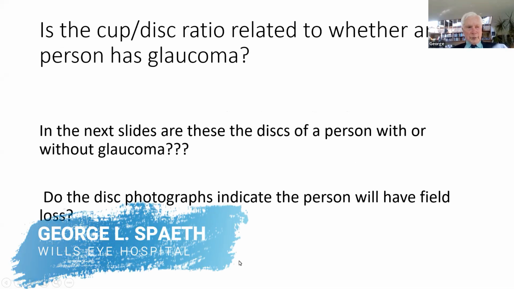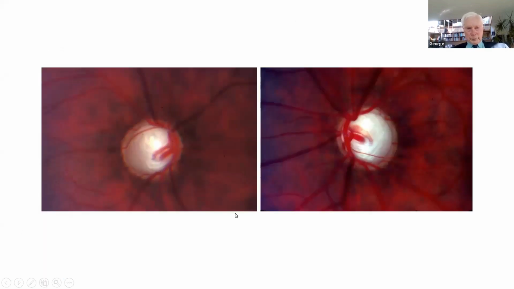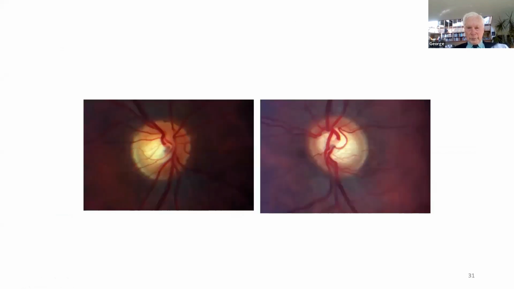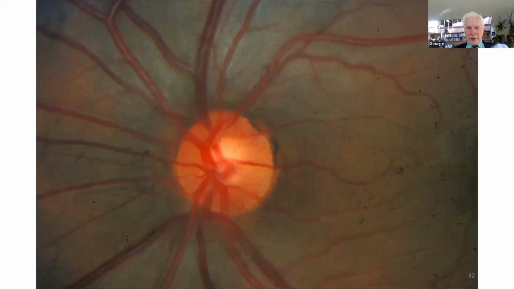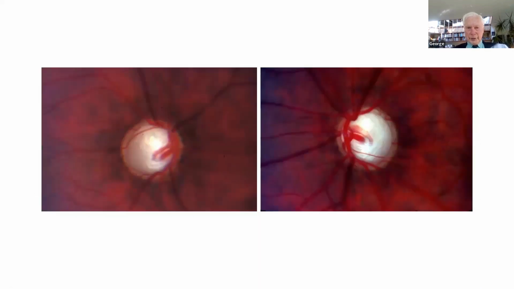Okay, let's talk about cup-disc ratios. Here we go. Does that person have glaucoma? How about that? Does that person have glaucoma? That's pretty good. It's asymmetry there. Does that person have glaucoma? Let's look at those again. We're going to talk more about this patient tomorrow.